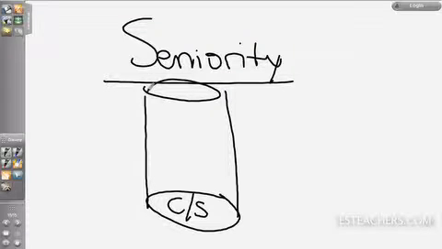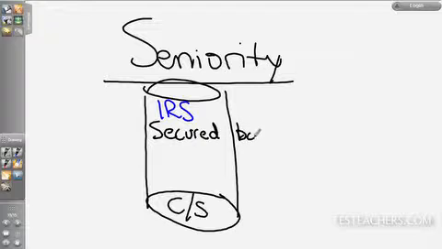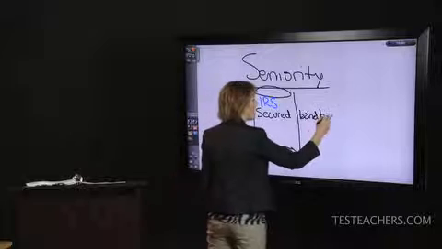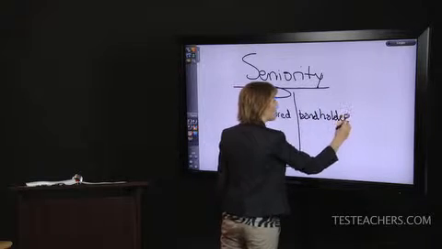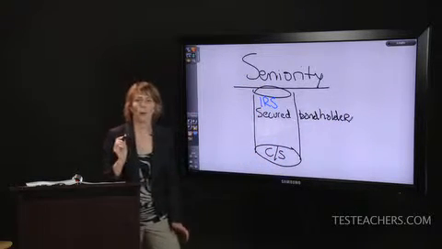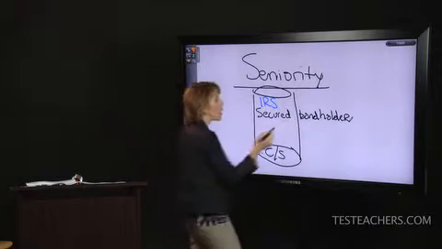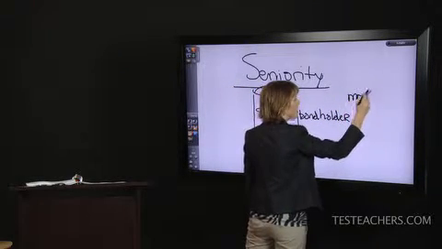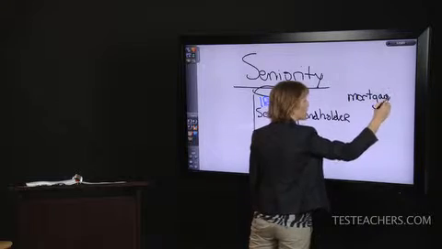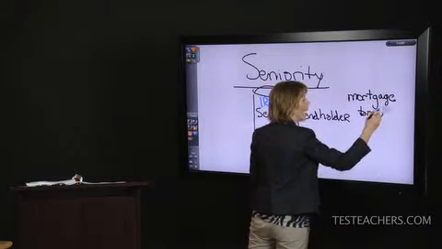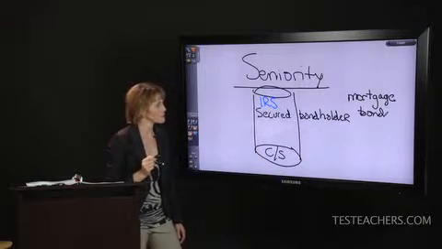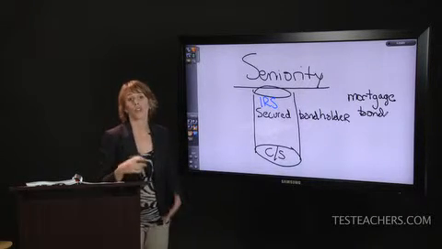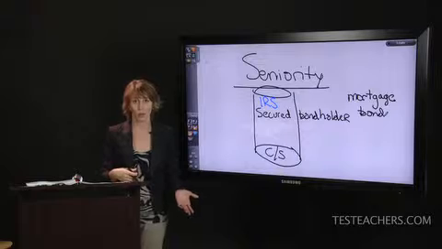So who gets paid first? The IRS, of course. They get paid first. Then we're going to have secured bondholders. Bonds that are secured are backed by some sort of collateral. The most common type of secured bond is a mortgage bond. So the test might say mortgage bond. You need to know that that is a type of secured bond backed by real estate, so land or a building. So if the company goes broke, they have to sell the building to pay off the mortgage bondholders.